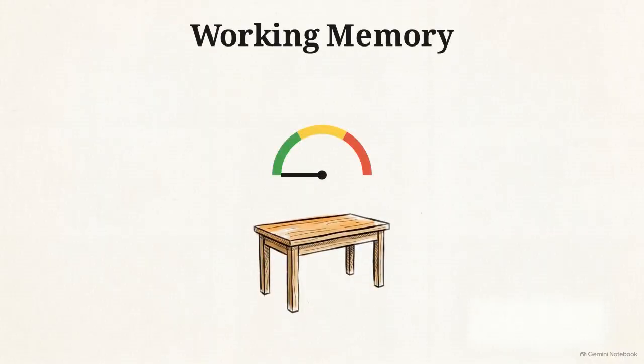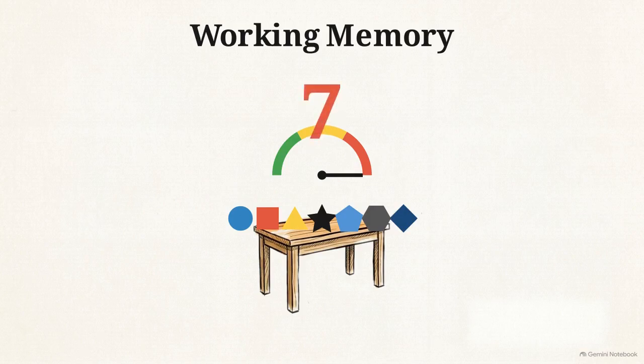This diagram illustrates the physical limit of human working memory, the mental workspace where active learning happens. As you can see by the gauge on the table, it has a strict capacity. It can only hold about 4 to 7 pieces of information at a time.